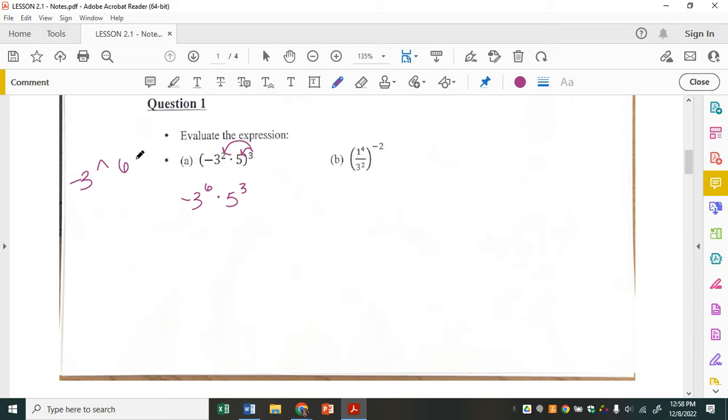Yeah, -729. This is exactly how you type it without any parentheses. Retype it. Let me see.